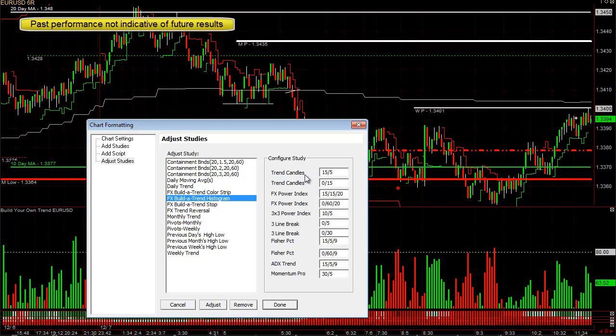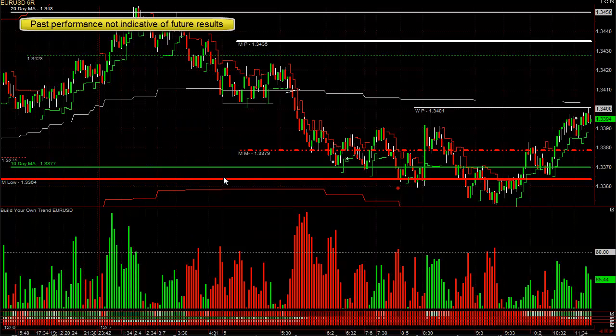We have multiple different trend candles, power index, 3x3 power index, 3-line break, 2 Fishers, an ADX trend, which is intermediate time frame intensity trend, and then the Momentum Pro. So I weight this myself with about 45-50% intensity tools. And so on the way down, it had a lot of intensity at the downside. It went up. It did not have that much strength. It's going sideways right there with just a little bit of weakness. And, there it goes. Here's your first profit target.